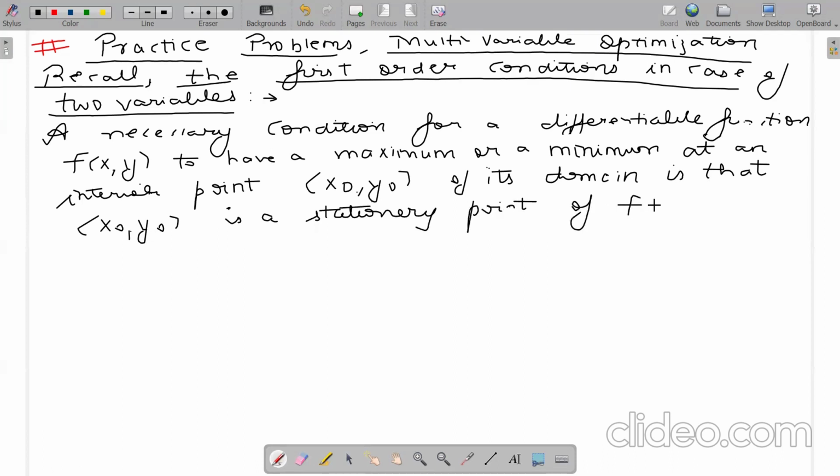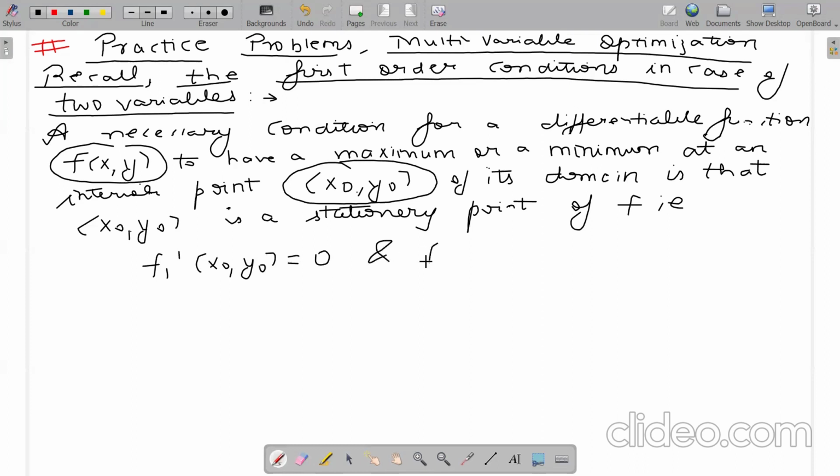That is, what does this mean? A necessary condition for the function f of xy to have a maxima or a minima at the point x0 y0 is that x0 y0 should be the stationary point of the function f. It means that f1 dash at x0 y0 should be equal to 0 and f2 dash at the point x0 y0 should be equal to 0. If the first order derivatives at the stationary point x0 y0 are equal to 0, then I can say that x0 y0 qualifies to be either a maximum or a minimum.